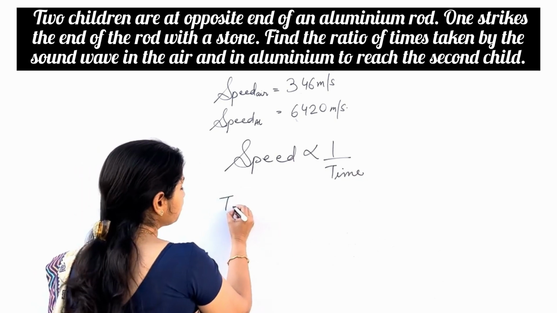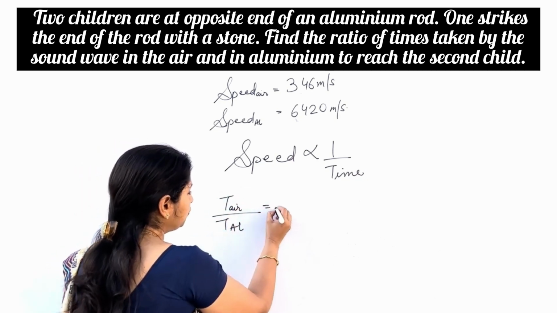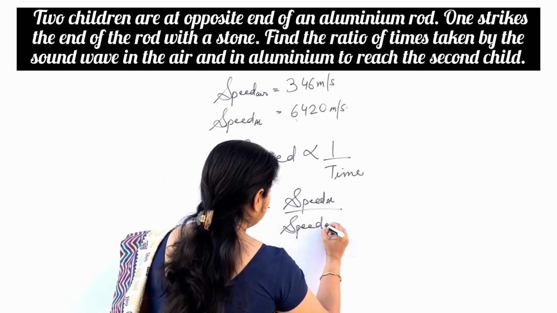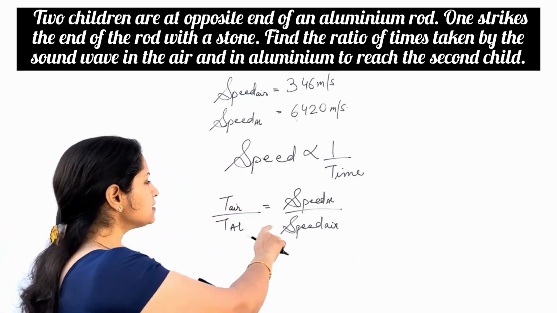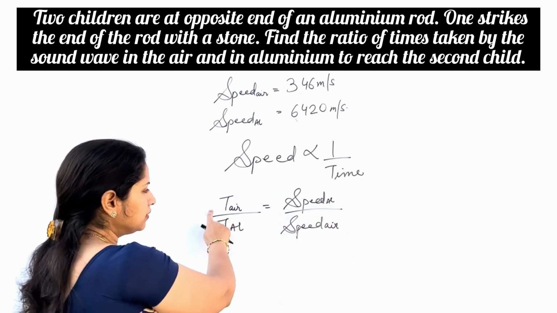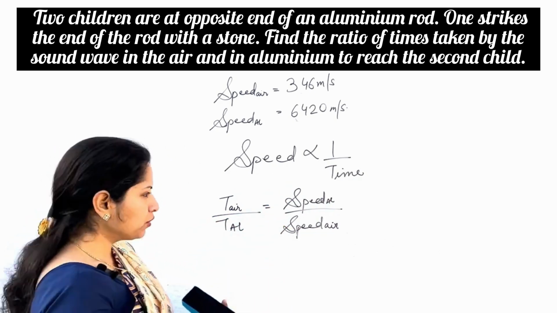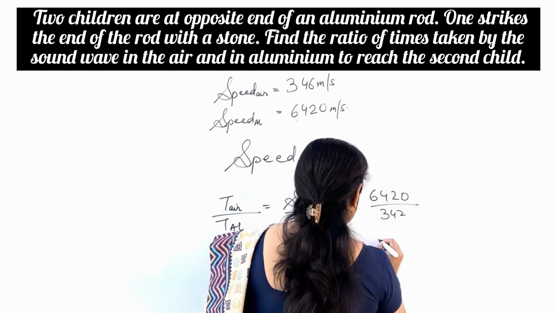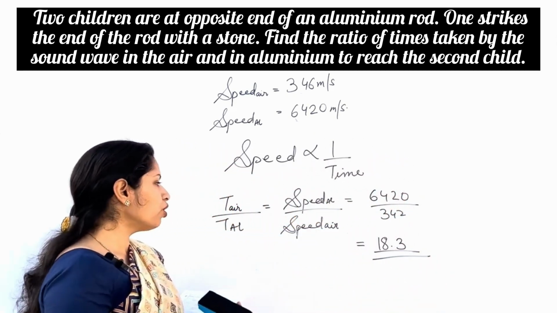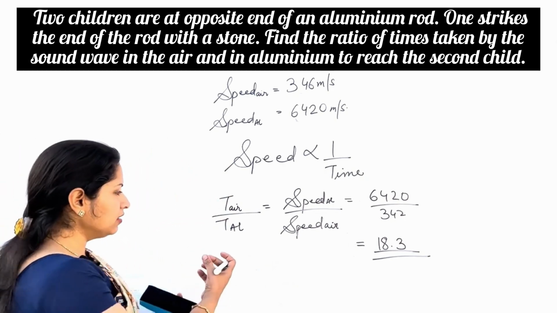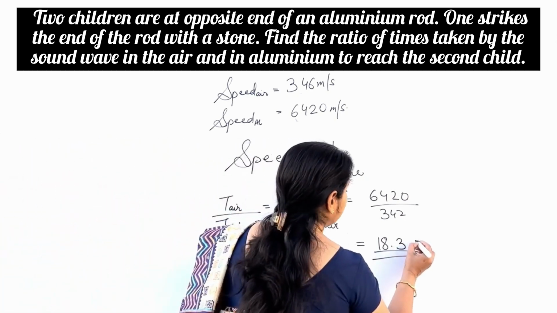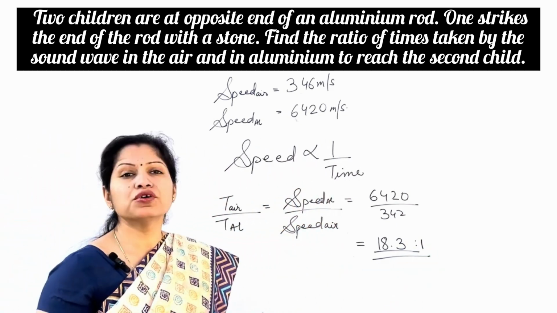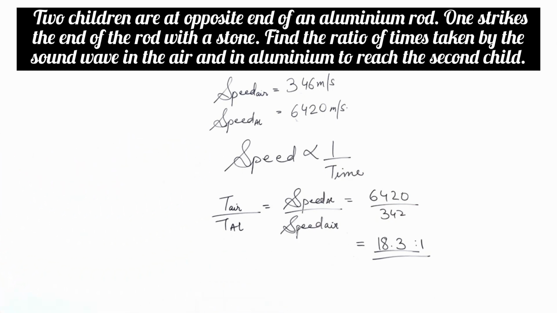So, we have to find out the time ratio. Time taken in air upon time taken in aluminium will be the reverse of that: speed of sound in aluminium upon speed of sound in air. You have to find the ratio, na? So it will be reverse. Speed and time are inversely proportional to each other. So when we find the ratio of time, that will be the opposite of the ratio of the speed. Okay. Now it's 6420 divided by 342. If you divide it, you will find the answer as 18.3. This is the ratio of the time taken by the sound in air as compared to that of aluminium. If you have to find the ratio, it should be 18.3 ratio 1. Okay. So in aluminium, the sound is traveling 18.3 times faster as compared to that in air. You can just take a screenshot if you want.